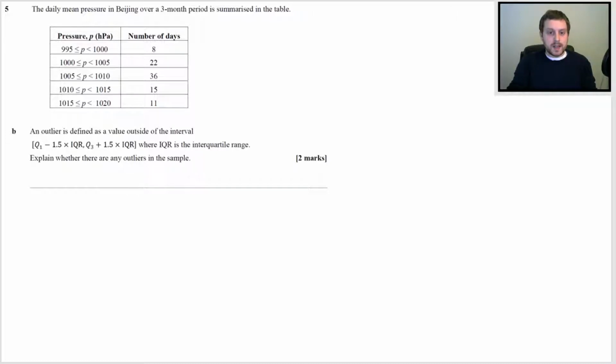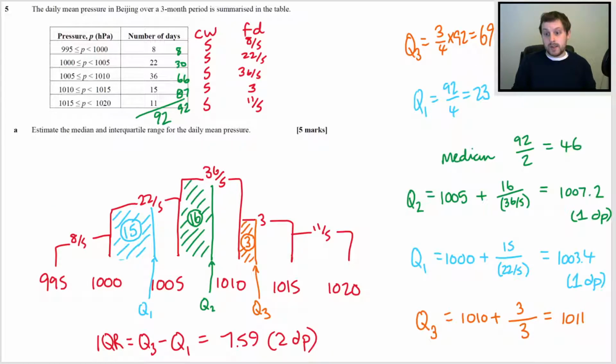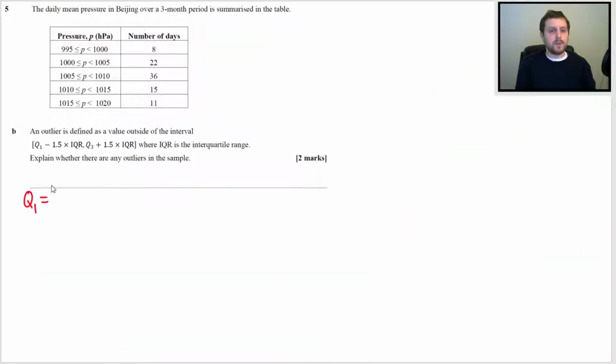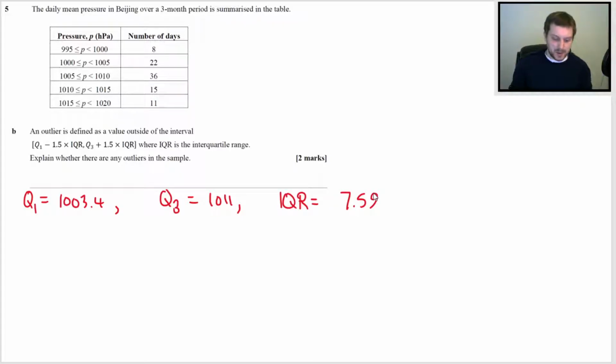Right, this one was answered a little bit less well. Let me just tell you what to do here. So Q1 minus 1.5 times the interquartile range. Let me just remind you here. Q1, let's write it down, is 1003.4. Q3 was 1011, and the interquartile range, I'm going to use 7.59. You could also probably use 7.6. It's not going to change the answer.